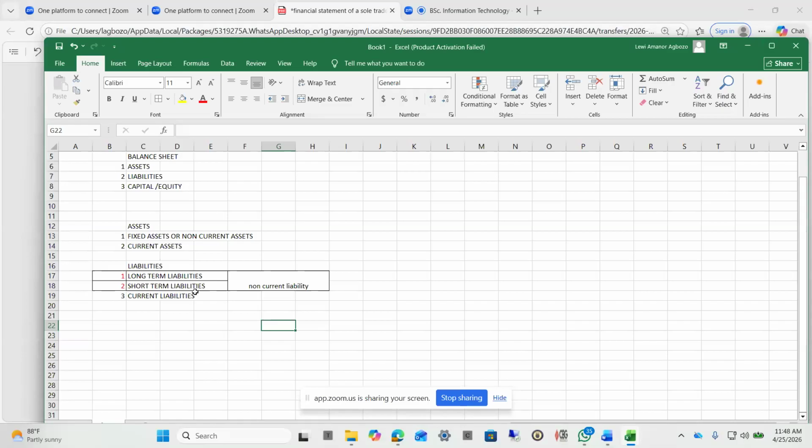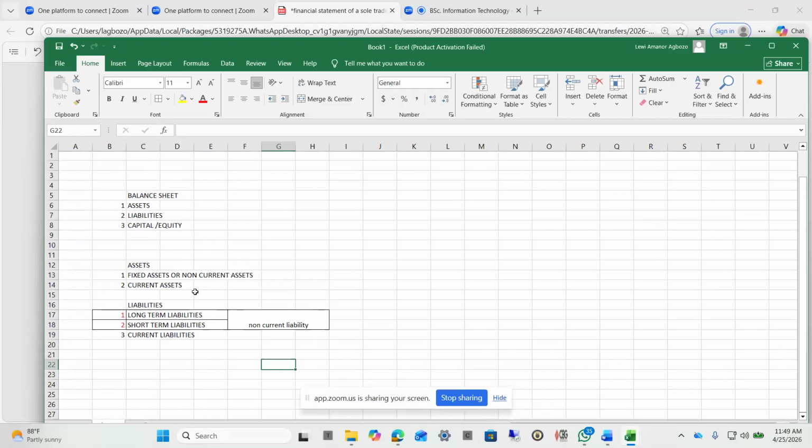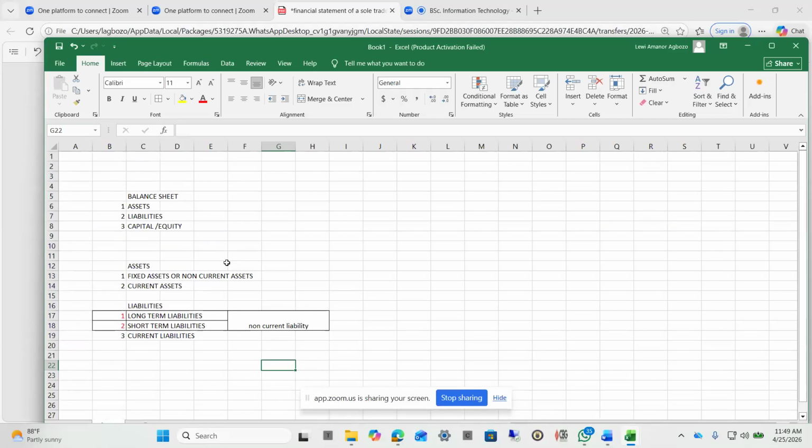So what we are saying is that the balance sheet is made up of three significant things. We have the assets, the liability, and then the capital or equity side. Then we are saying that the asset side has also two sides. The first side is either fixed asset or non-current asset, which is the same name. And then the current assets.